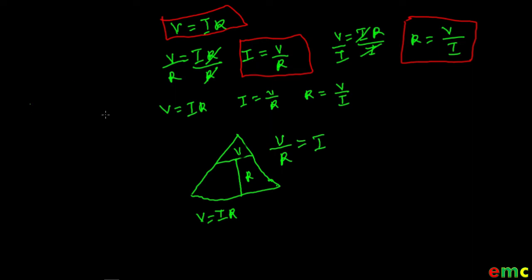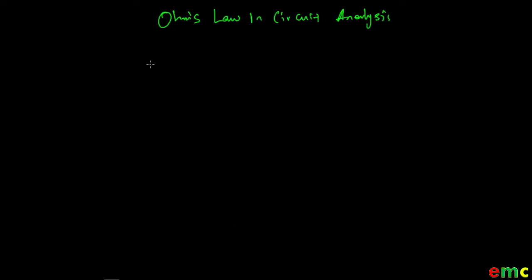Now let's replace, and if you take away the resistance from the triangle, you are left with the voltage over the current, and that gives us the resistance. So the ohmic triangle is a great tool that helps us to easily remember the mathematical expressions of Ohm's law.